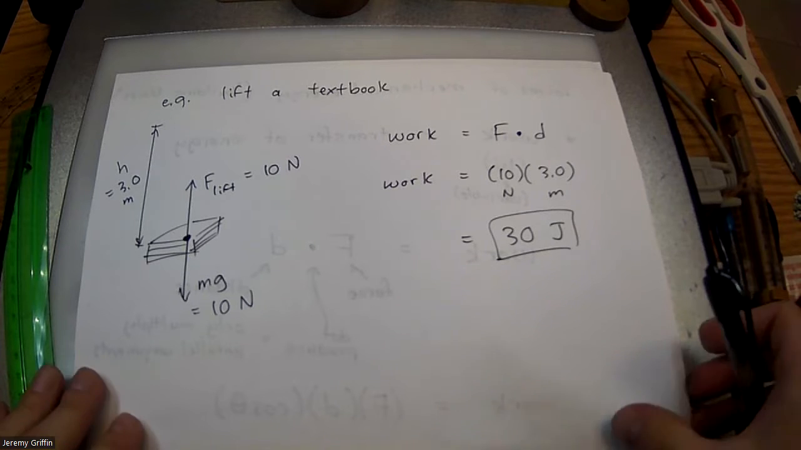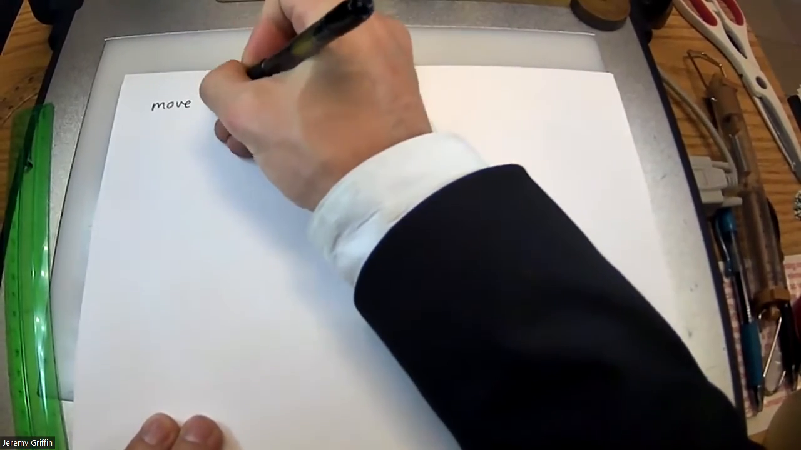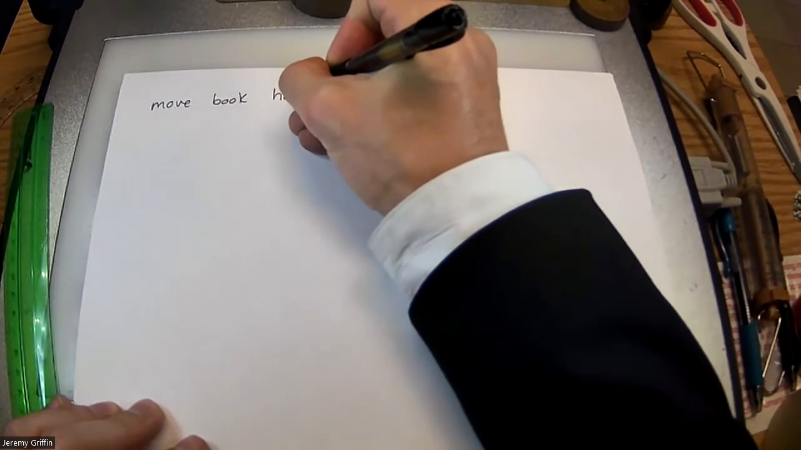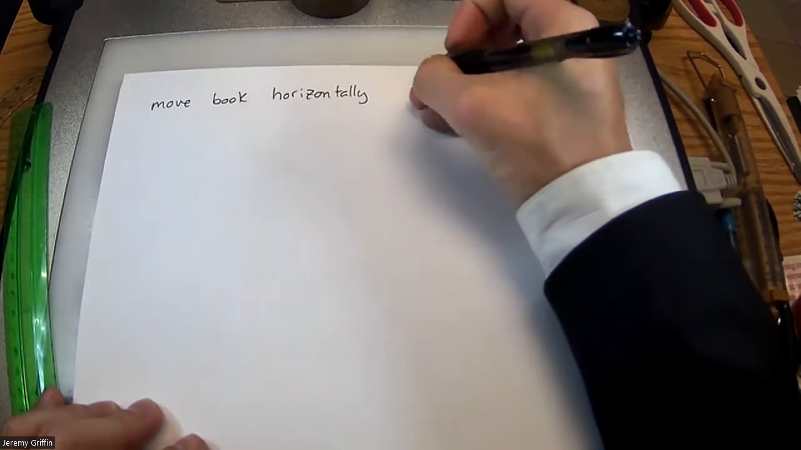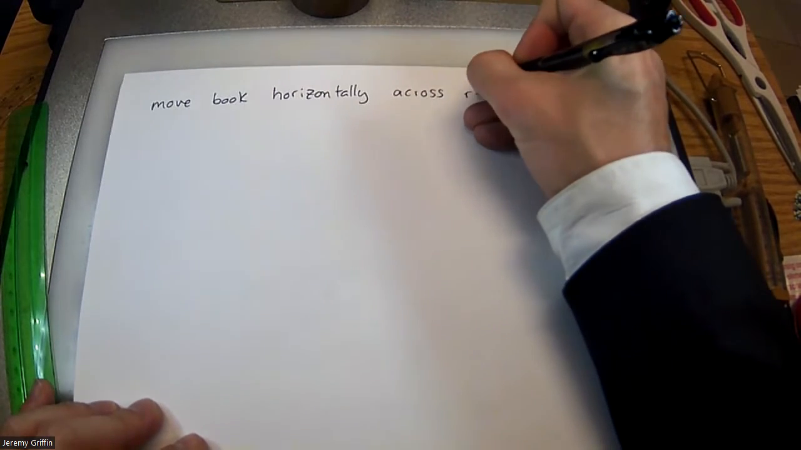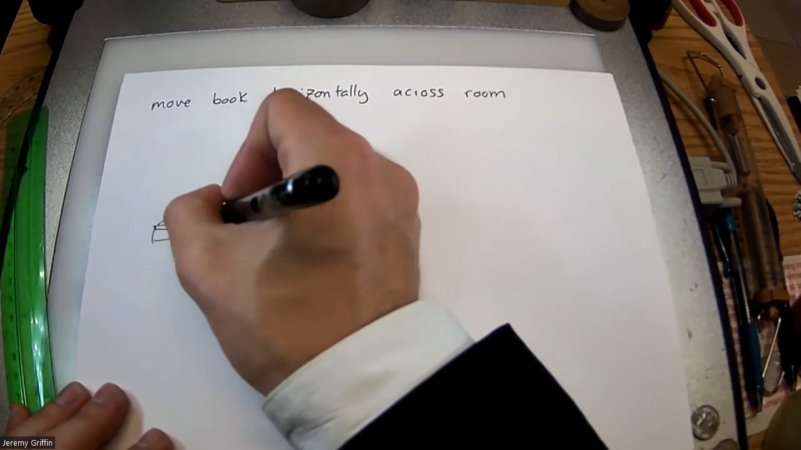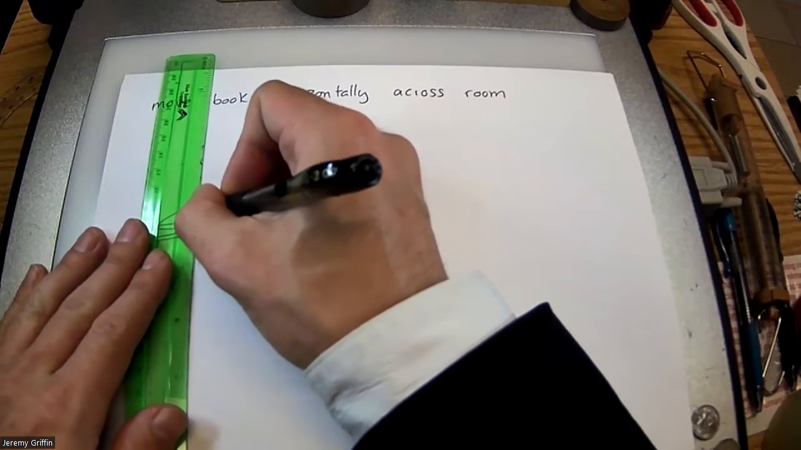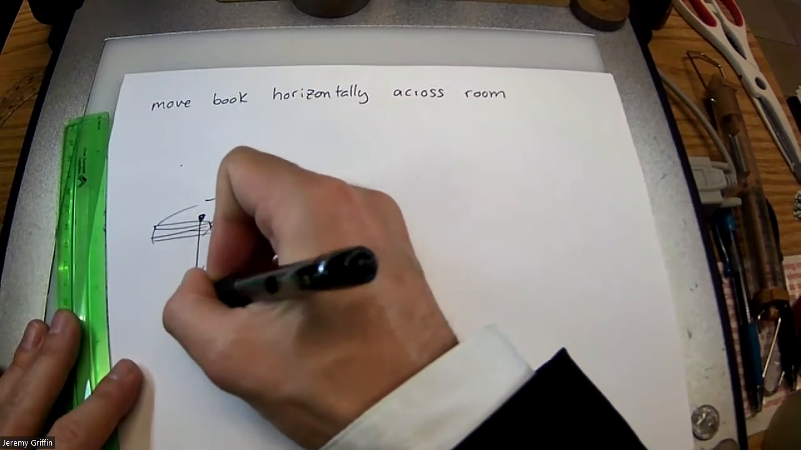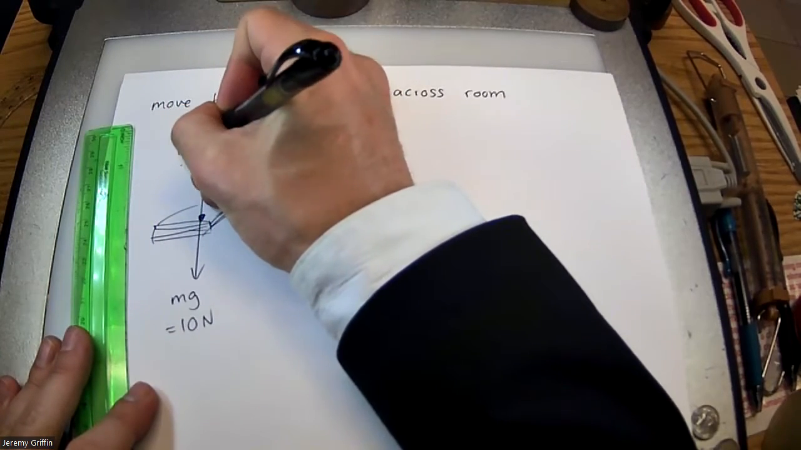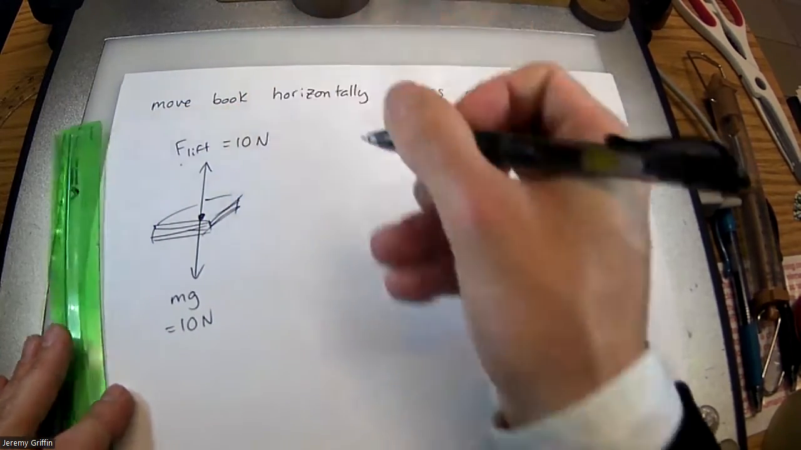Okay, how about this? Let's have the same book, and now I'm going to move the book horizontally across the room. Same textbook, it might have the same looking free body diagram. It has a weight of 10 newtons, and a lifting force that would also be 10 newtons, wouldn't it? You have to hold it up.